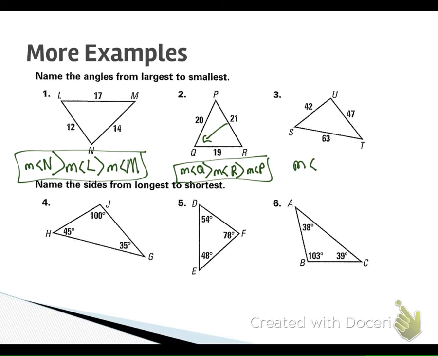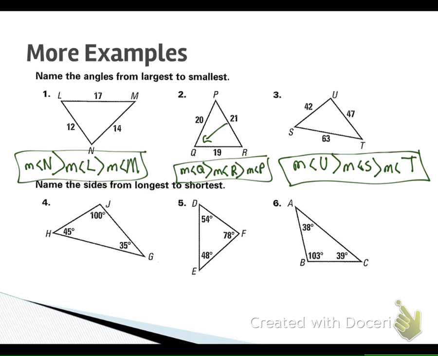Which one's our largest? U, which is greater than the measure of angle S, which is greater than the measure of angle T. Okay, again, we went from largest to smallest.